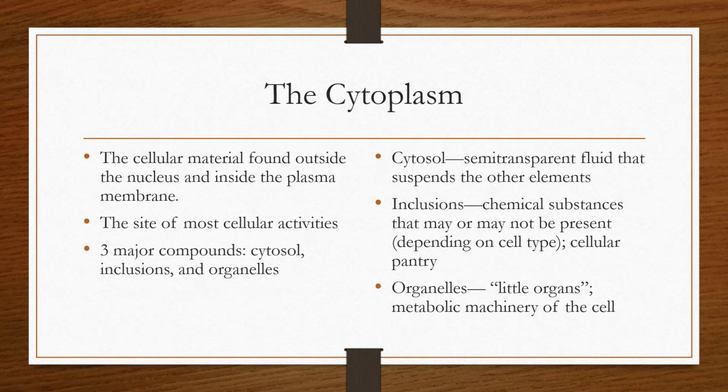Now let's talk about the cytoplasm. So this is the cellular material found outside the nucleus and inside the plasma membrane. It is the site of most cellular activities and made up of 3 compounds: cytosol, which is a semi-transparent fluid that suspends the other elements; inclusions, chemical substances that may or may not be present, like lipid droplets common in fat cells, glycogen granules abundant in liver and muscle cells, pigments such as melanin in skin, mucus or other secretory products, and various kinds of crystals, often referred to as the cellular pantry.